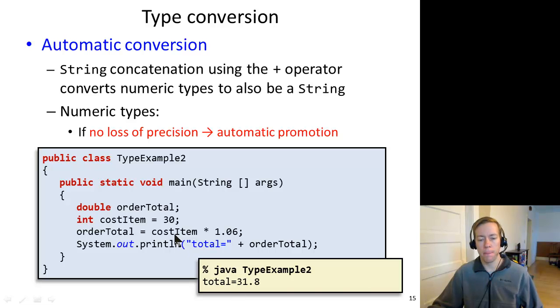It also converted this cost per item, which was an integer. But an integer times a double ends up being a double, and that's okay. You can go from integers into double land if you want, but you can't, without an explicit cast, go from double land into integer land.